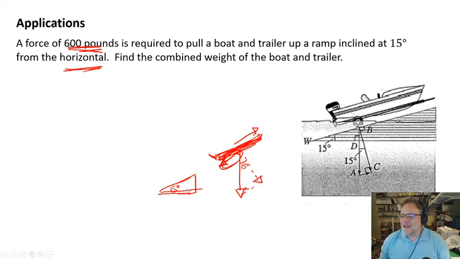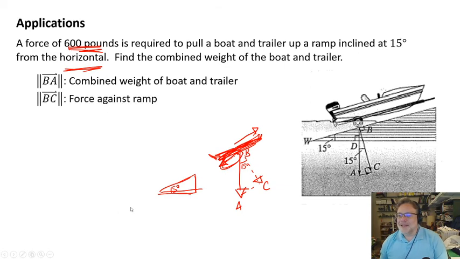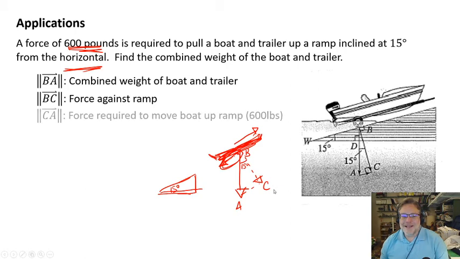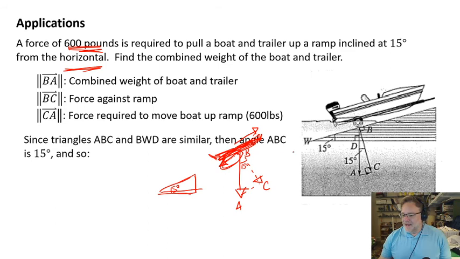So the ramp is inclined at 15 degrees from the horizontal. How do we do this here? Well, let me label my points here just like they are in the diagram. This is B, this is A, this is C. So BA is the combined weight of the boat and trailer. It's the force of gravity. BC is the force against the ramp right on here. And lastly, CA, which can be represented here or here, is the force required to move the boat up the ramp. That's the force needed to pull it up. That's 600 pounds there. Now let me go ahead and erase this.